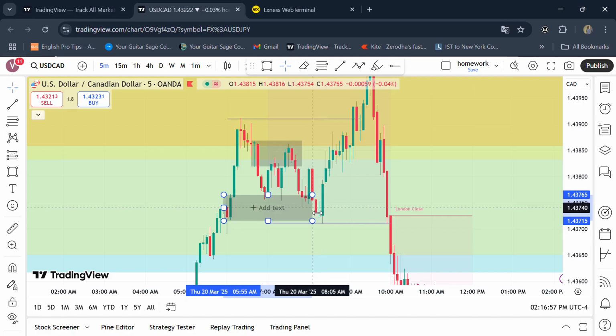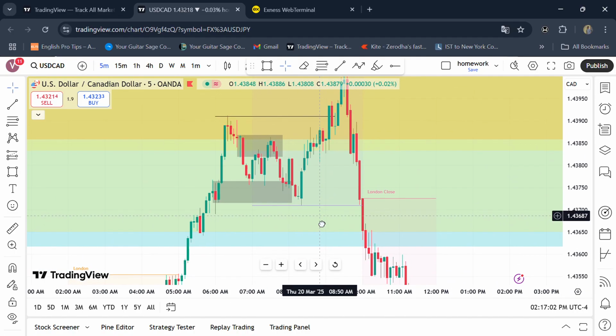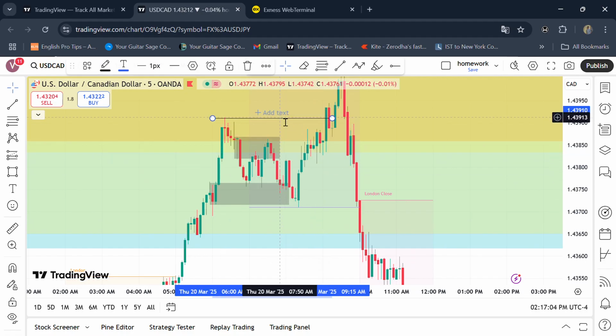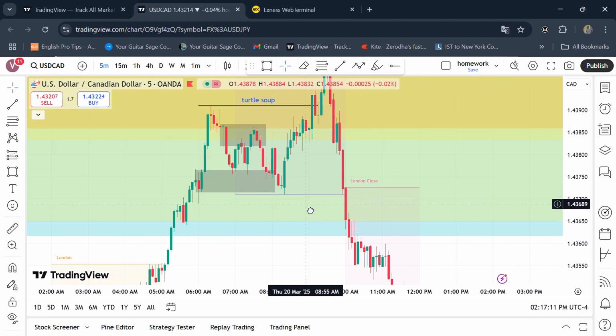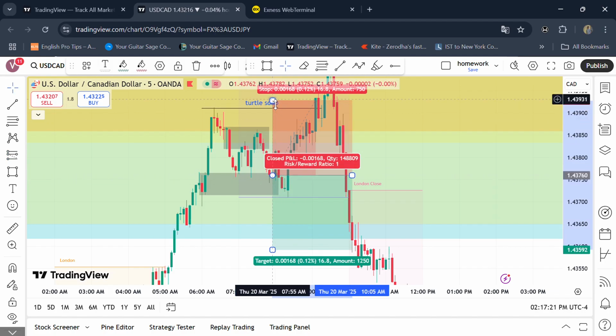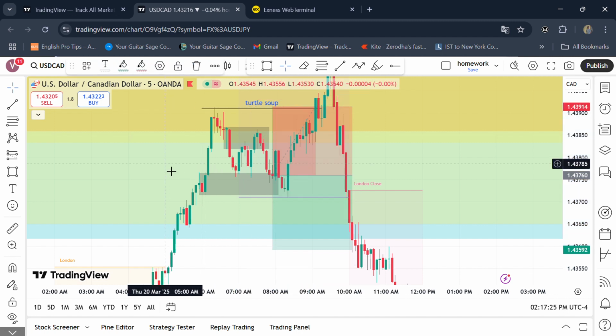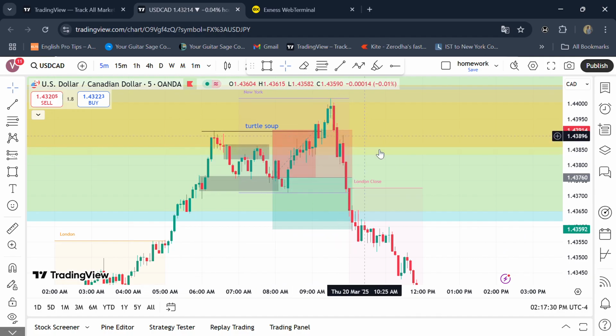Everything on 5 minutes. So my natural response was, even though I knew there was a possibility of it making a turtle swoop, still I did not want to miss a chance. So I placed my trade on this small candle here with my stop loss on the day's high. Okay. And clearly my stop loss got hit.